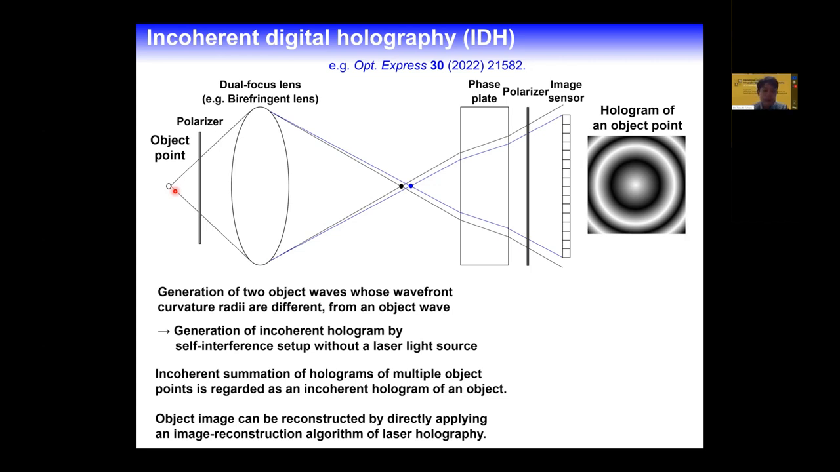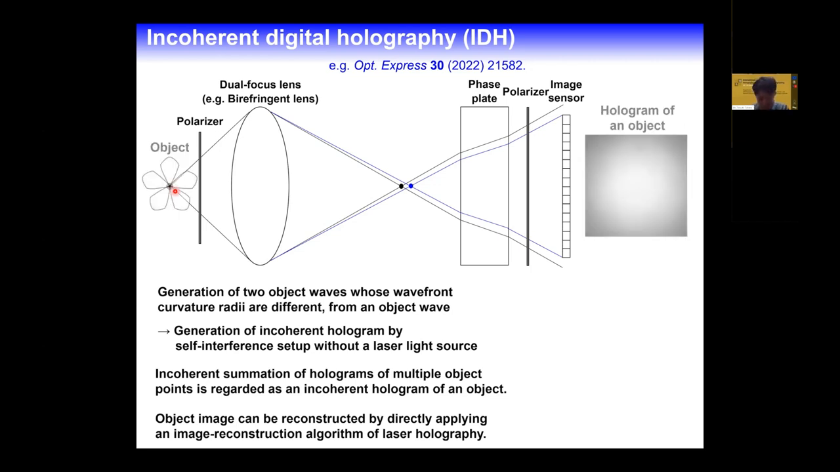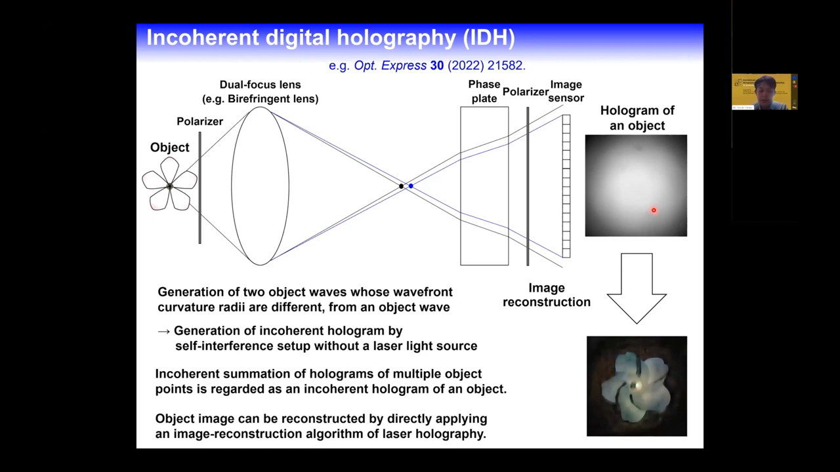We can regard the object as an incoherent summation of the object points. So we can obtain the incoherent hologram of an object. The principle is very simple. Using the procedure of digital holography, we can obtain three-dimensional information of the object.